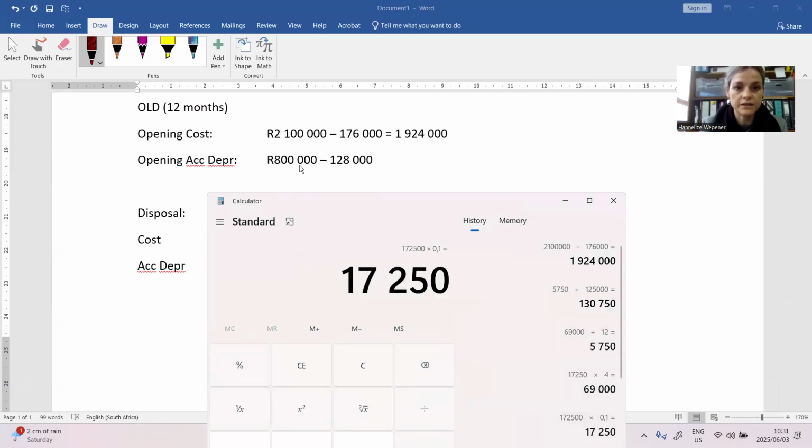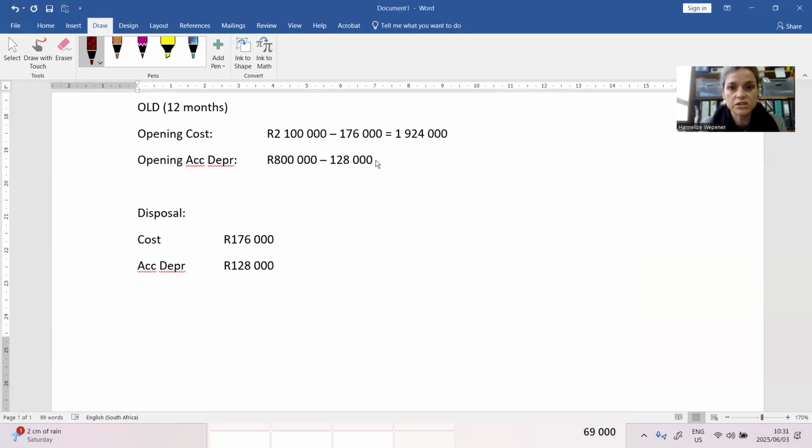So there we have the cost of the vehicles that we owned for the full financial year, and we're going to do the same with the accumulated depreciation. So this is the accumulated depreciation on the vehicles that you have here. So you have just removed now the disposal because you're going to do that calculation separately.